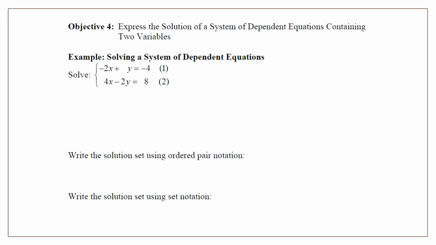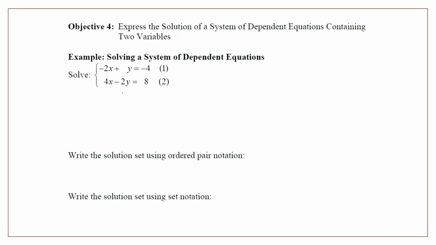Objective 4. Express the solution of a system of dependent equations containing 2 variables. Solving a system of dependent equations, we first start off with our system. So we have two equations here in this system. We are either going to utilize the substitution method or the elimination method to solve this system. I am going to use the elimination method to solve this system since we used substitution in the last one.